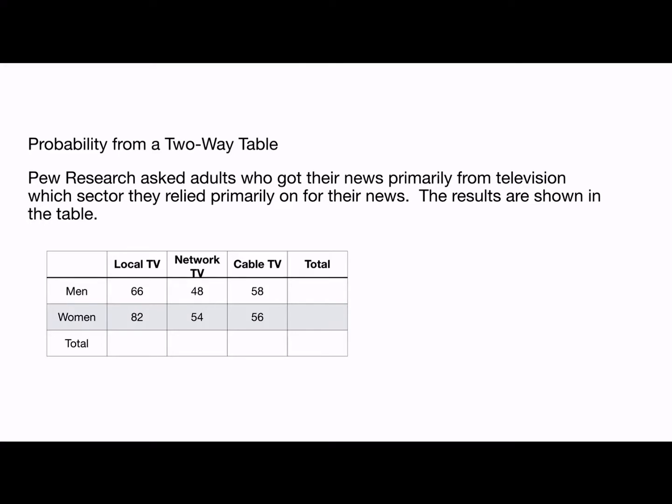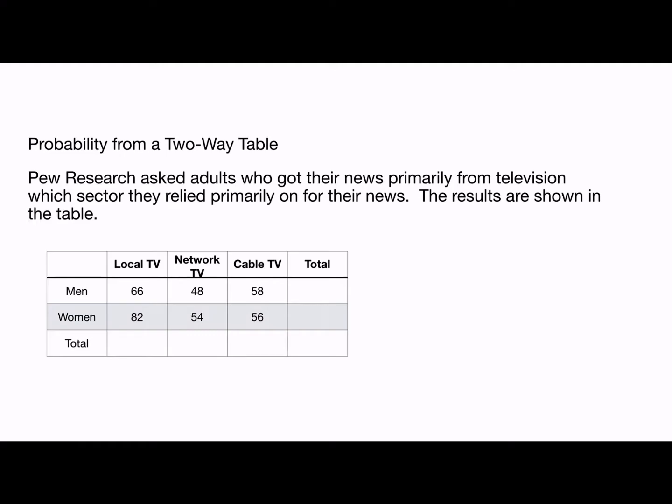This is an example of probability from a two-way table. Pew Research asked adults who got their news primarily from television which sector they relied primarily on for their news. The results are shown in the table. Before we do this problem, we're going to find the totals for the table.